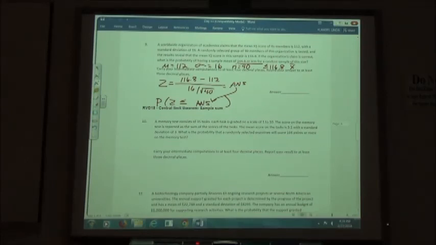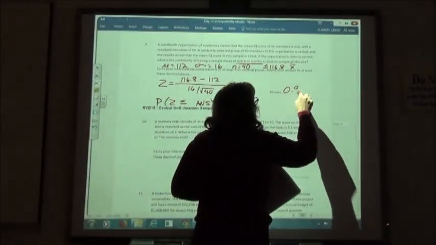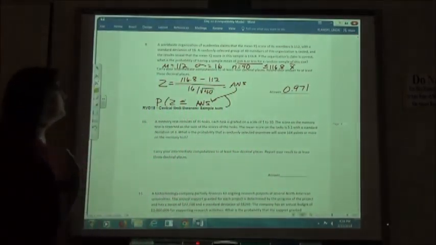Oh, that's your number before? And then you still got to do the P of Z is less than or equal to that 1.8? Yep, and then it equals, and that should be my answer, 0.971, right? Mm-hmm. 0.971. All right.